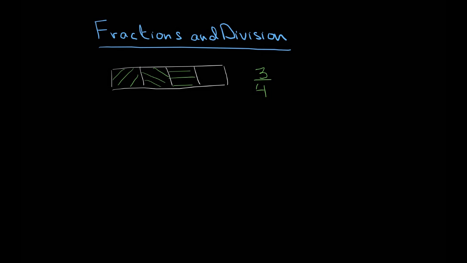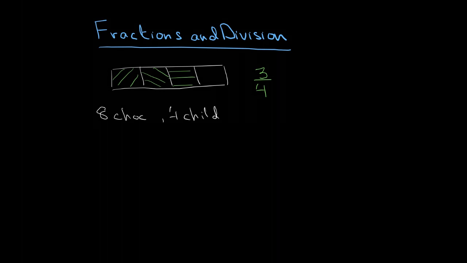division. So what do I mean by relating it to division? So think about division. Let's say I have 8 chocolates and 4 children. Okay, so I have 8 chocolates and I have 4 children, and I want to give the 8 chocolates equally to 4 children. So this means that each child will get 8 divided by 4, which is equal to 2 chocolates.